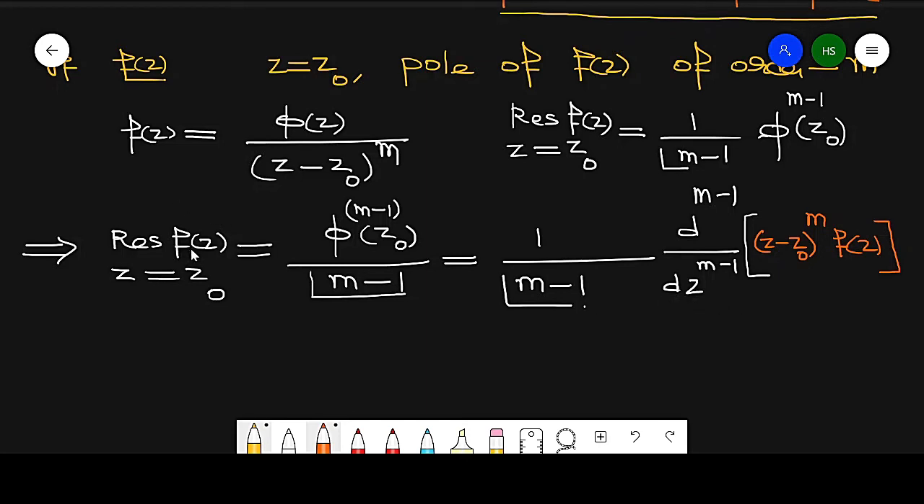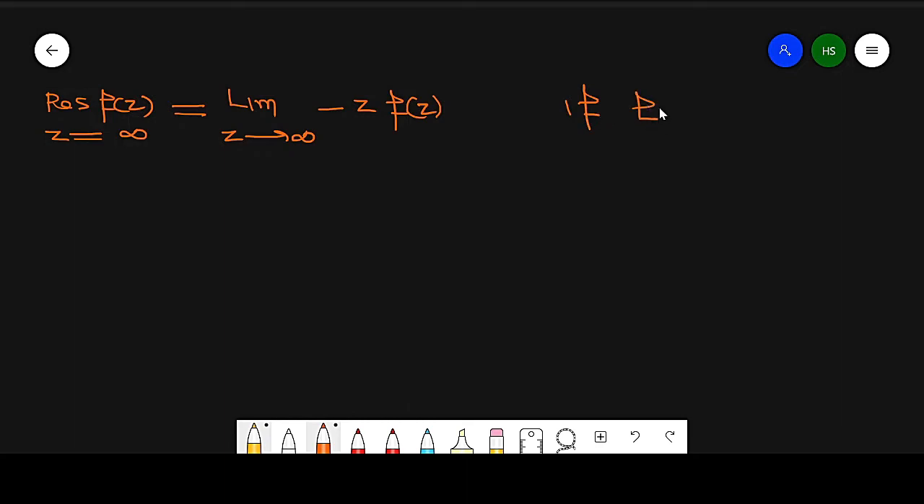It is a working method to find the residue of a simple pole as well as a pole of order m. If I would like to find the residue at the point of infinity, what is the way? The residue of function f(z) at the point of infinity is equal to the limit as z approaches infinity of −z into f(z), if this limit exists. So in this way we can find the residue at infinity.